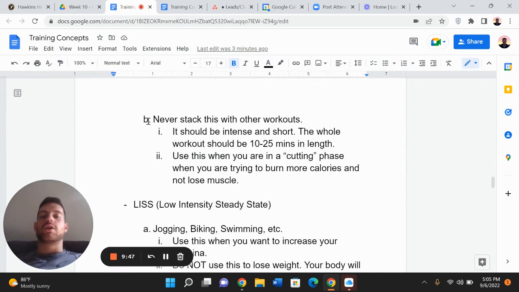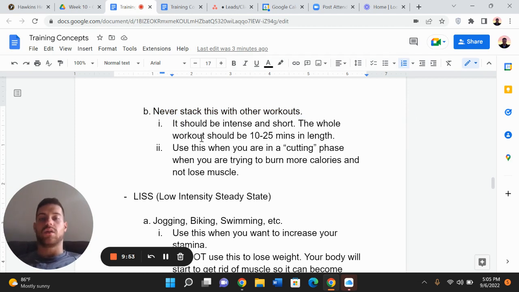So HIIT should never be stacked with other workouts because it's very intense. It should be intense and short. The whole workout should be 10 to 25 minutes in length, okay?